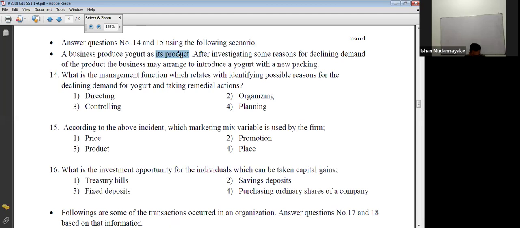Question 14. What is the management function which deals with identifying possible reasons for the decline in demand for the yogurt and taking remedial actions? Which function does it belong to: planning, organizing, leading, or controlling? What's the answer, Naman? What's the answer for question 14?